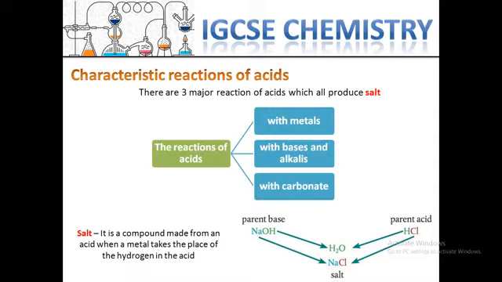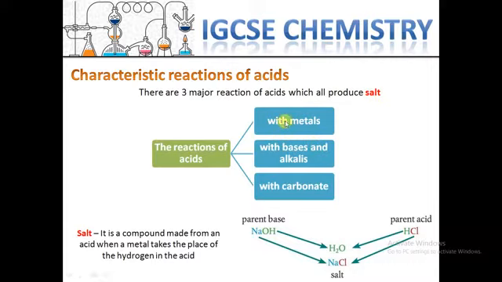So salt refers to a compound made from the reaction between an acid and another metal-based compound, and if the metal replaces the hydrogen and produces another compound, we call it salt. All these main reactions which can produce salt, we will study in more detail.